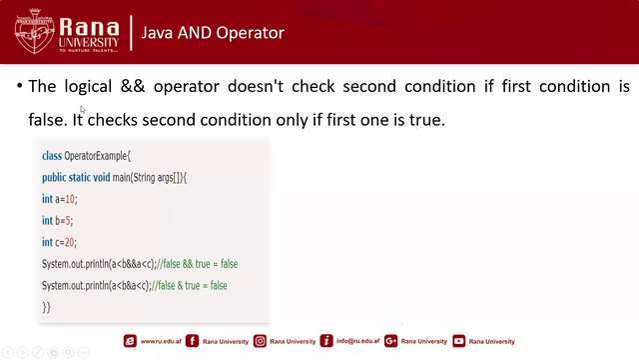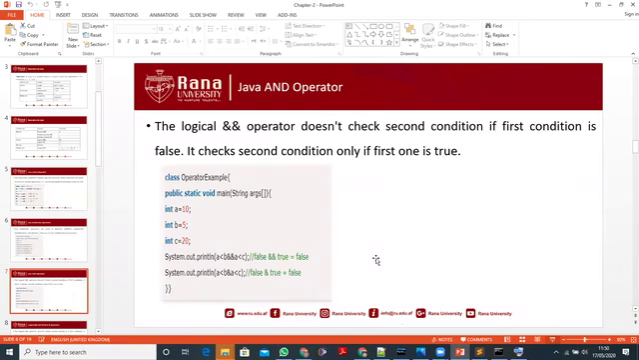If the first condition is false, then it will not check the second condition, because in the logical AND operator, both parts are important, that is, both of them should be true. It checks the second condition only if the first one is true. Now let's go to how to work with the AND operator in Java.